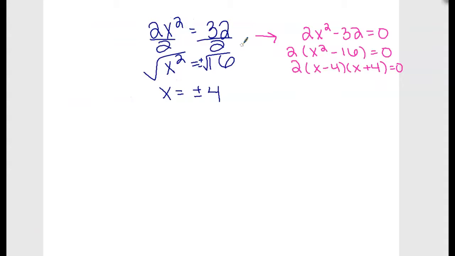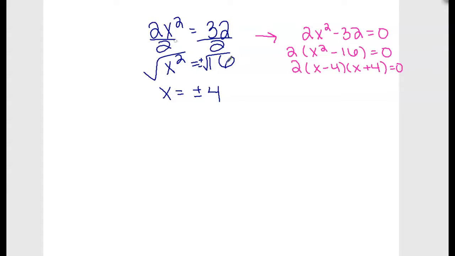In example number 2, you would again compare old to new. So our new way says divide both sides by 2. You get x squared equals 16. Take the square root of both sides, and I get x equals plus or minus 4.